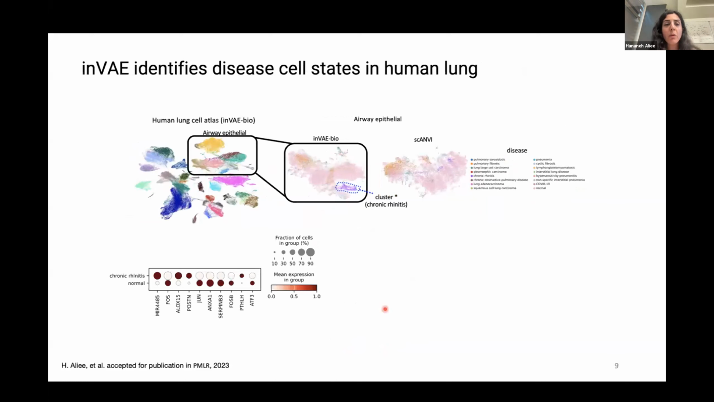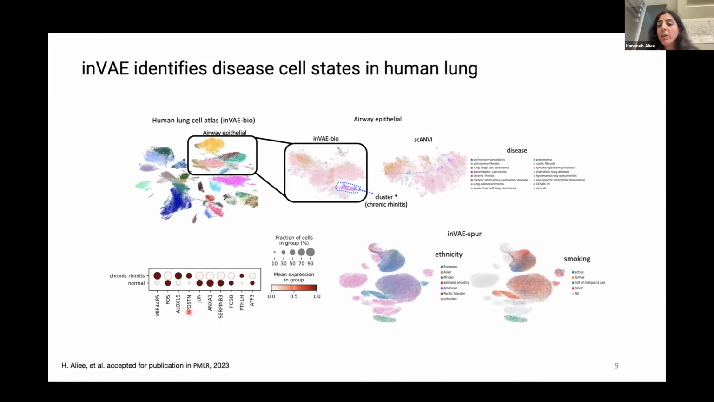So going to the results, I first applied this to the human lung cell atlas, integrating both disease and healthy together. Looking into the airway epithelial cells, we observed a very clear cluster, which is associated with chronic rhinitis. With related work, we could see that this cluster was actually mixed with the healthy cells. And looking into the differentially expressed genes, we could find some markers that are actually associated with this specific disease.